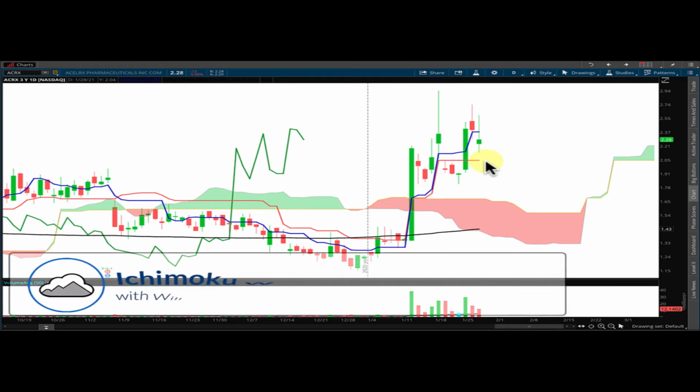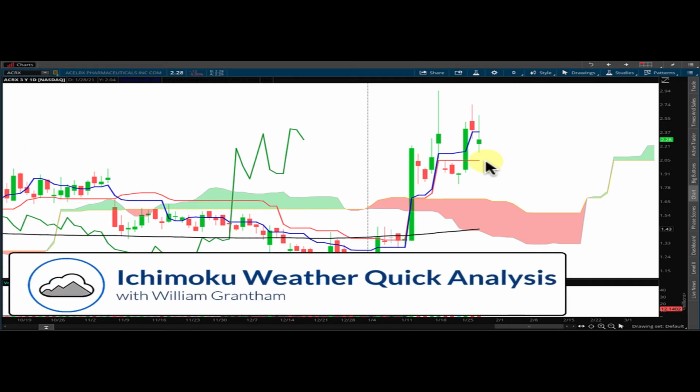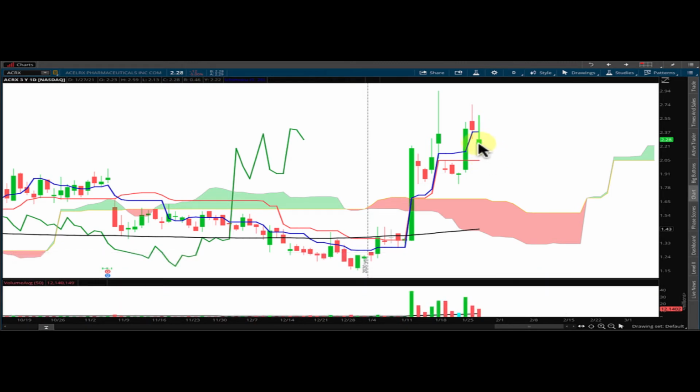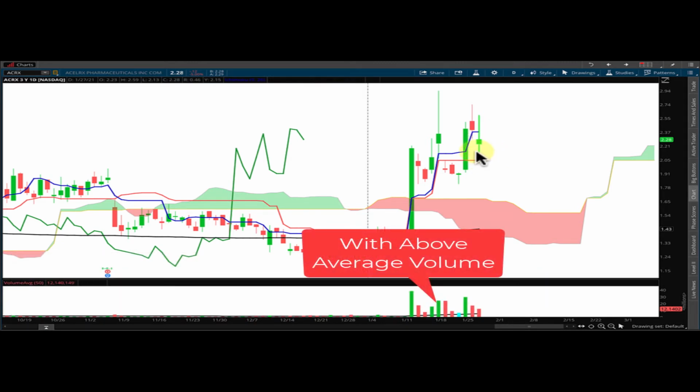This is a quick Ichimoku analysis of AcelRx Pharmaceuticals. One of the purposes of Ichimoku is to help us use past market action to find support and resistance in the future. We are currently above the cloud, and we are above the red line and below the blue line.